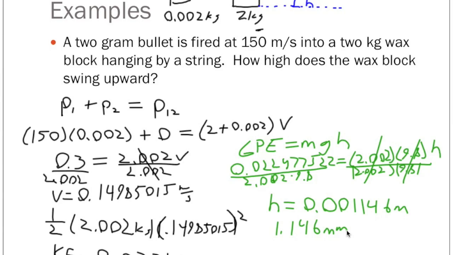Significant figure-wise, let's see, the 2 grams is spelled out, though 150 meters per second has 2 sig figs. The 2 kilogram wax is spelled out, and so the spelled out ones have infinite significant figures. The only value we have here is the 150. All we're doing is multiplying and dividing this whole time, really. We have a little bit of addition, but that shouldn't cause much of a problem here. And so that gives us 2 sig figs, and so we end up with 1.1 millimeters as our final answer for the height. That's millimeters, not meters. 1.1 millimeters is the height that the block rises once we've hit it with this bullet. And so that would be an example of how you'd work out a problem using totally inelastic collisions.